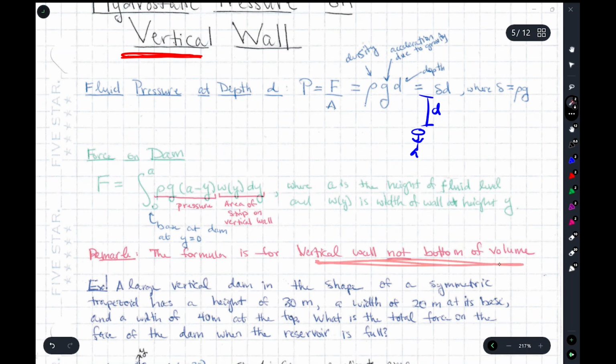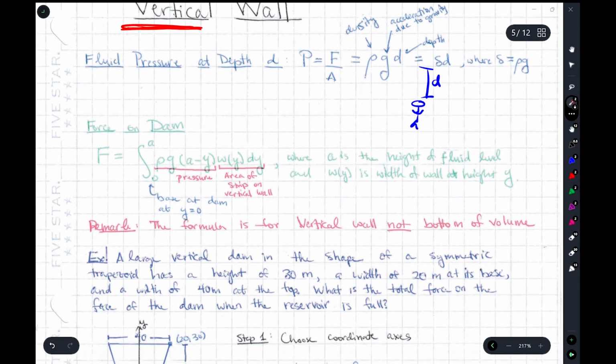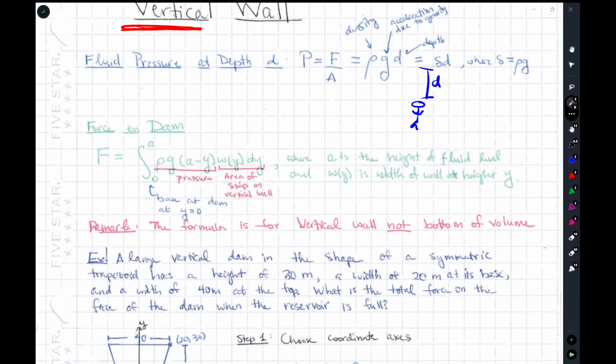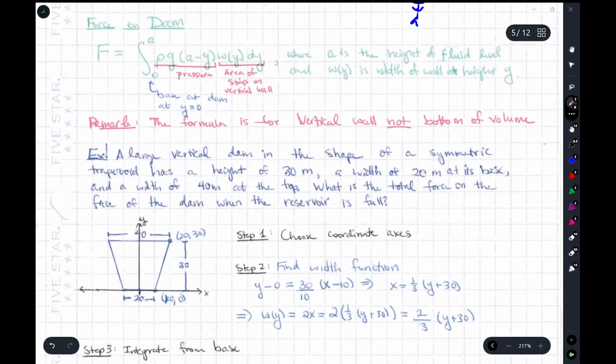And here I emphasize it's for a vertical wall, not the bottom of the volume. For the bottom of the volume, you just take rho and multiply it by the volume of the fluid, assuming rho is constant, and that will give you the total mass; multiplied by g, that's the weight. And so the bottom applies a force equal and opposite to the weight to keep that fluid from falling. This becomes clearer once we look at a concrete example.